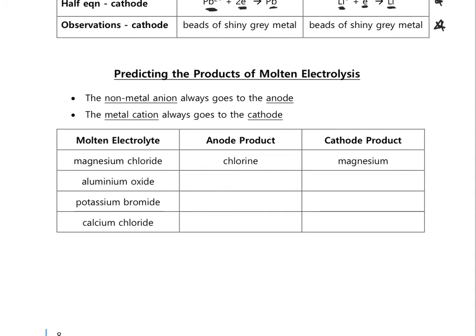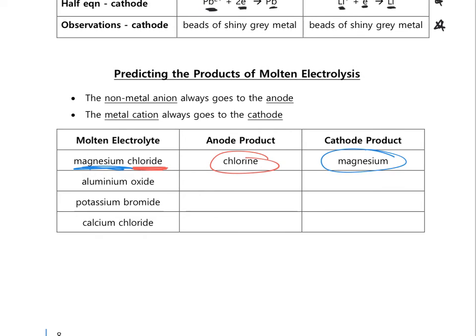And so you can see the example of magnesium chloride. The non-metal anion always goes to the anode. Well, what is my anion in this case? My anion is chloride, which will form chlorine at the anode. Then at the cathode, I'm looking for my cation. My cation is going to be my metal, which is magnesium, and that is the product at the cathode.